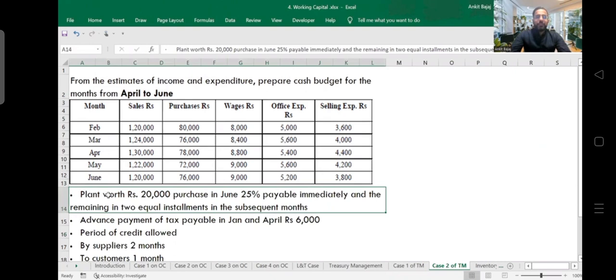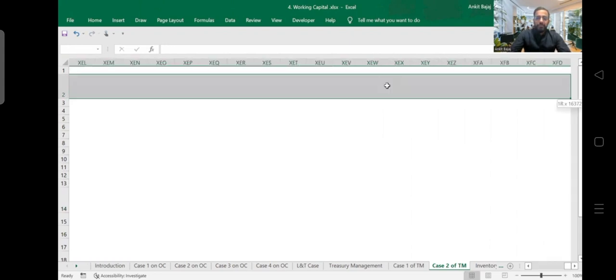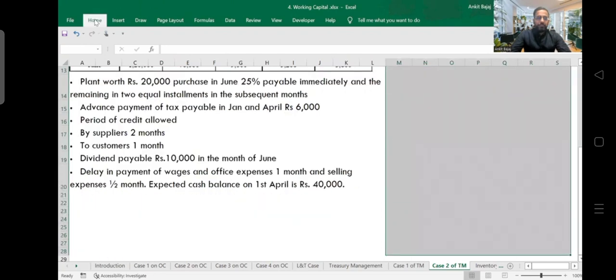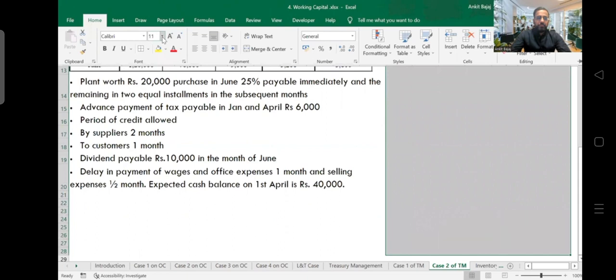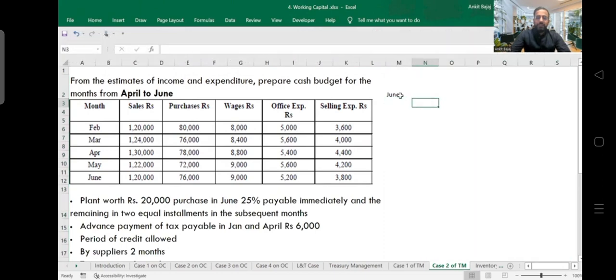Then plant worth 20,000 is purchased in June, and 25% is payable immediately, and the remaining in equal installments in the subsequent months. So what has the company done? The company has purchased plant in the month of June, right? And you see the cost of plant is how much? 20,000. And how much payment will the company make in the month of June? That is 25%. So we have to take only 25%, right? So this is going to be adjusted.